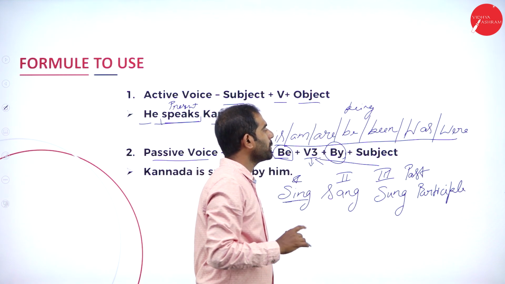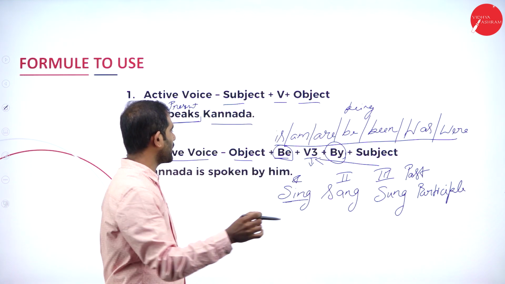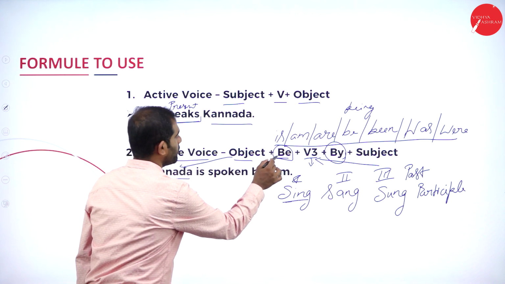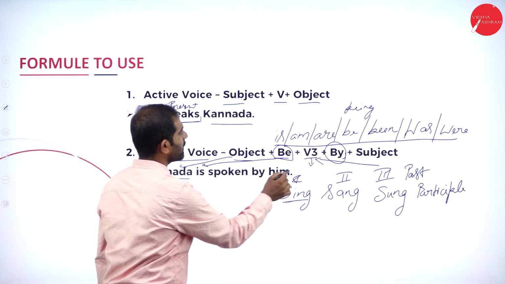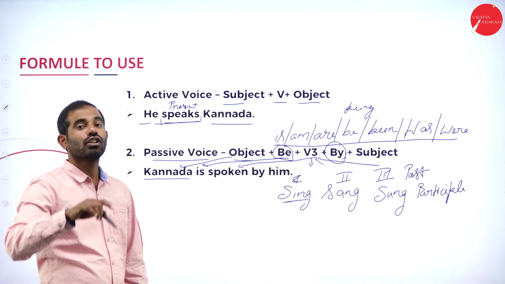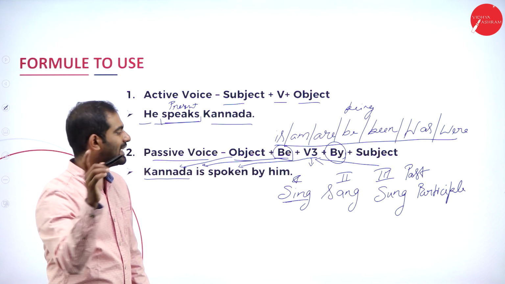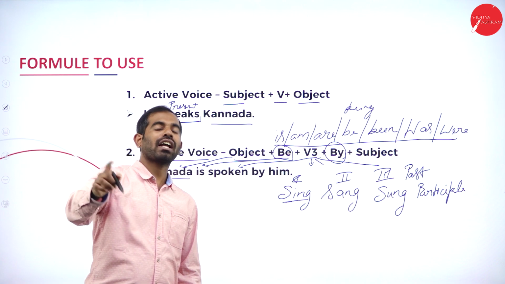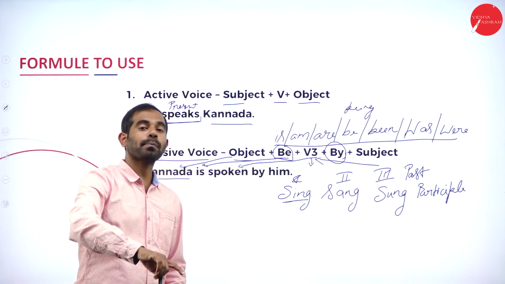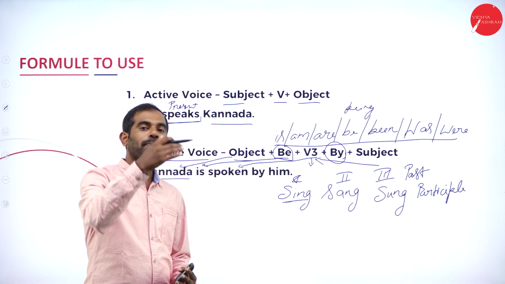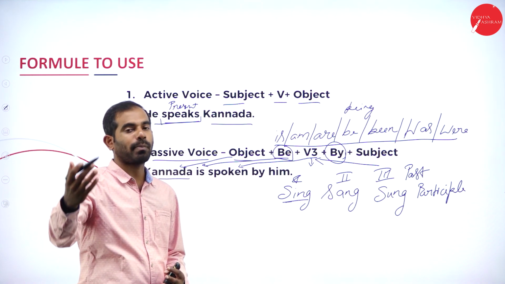By is a must. By plus subject. Try to observe object. The be form is here, right? V3 is spoken. Try to remember speak, spoke, spoken. Sing, sang, sung. Drink, drank, drunk. Sleep, slept, slept. At times, the past tense will also be the past participle.